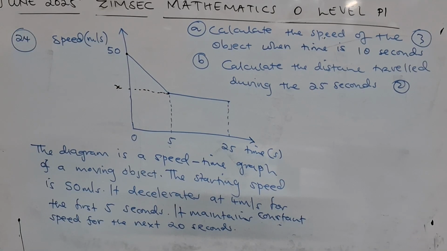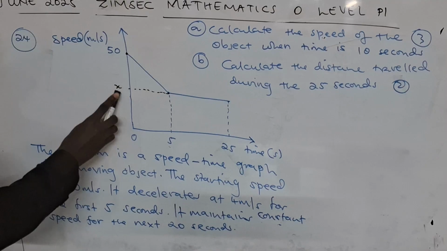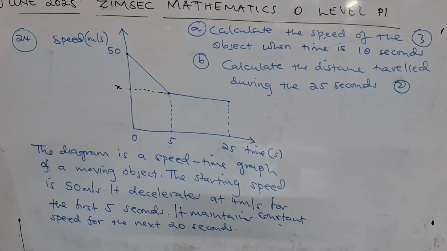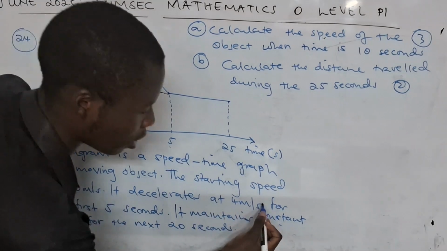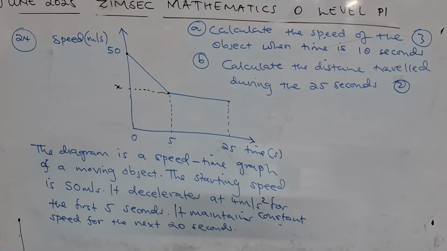The starting speed is 50 meters per second. It decelerates. This is the starting speed, but now the speed is this. So what happened? The object decelerates at 4 meters per square second. For the first 5 seconds, it decelerates, and it maintained a constant speed for the next 20 seconds. Calculate the speed of the object when the time is 10 seconds.